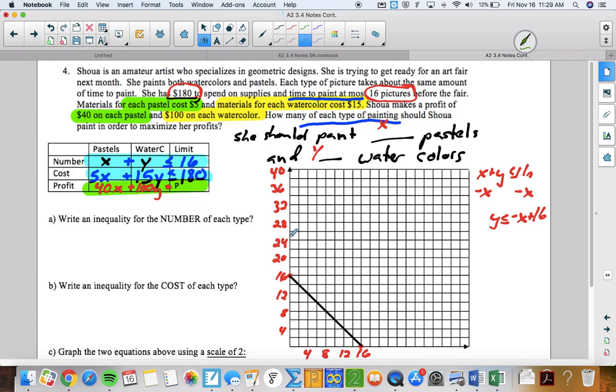Because when I'm shading below, that's giving all the different combinations, x's and y's, of pastels and watercolor paintings. And anywhere on the line would be a perfect combination of 16.